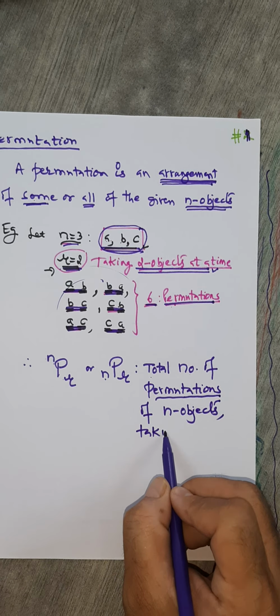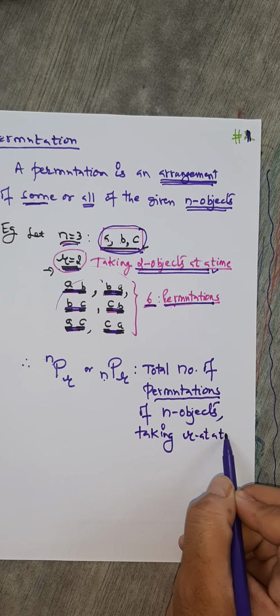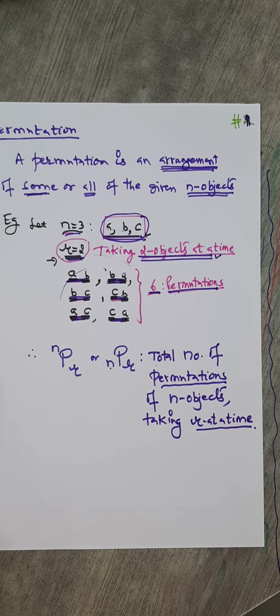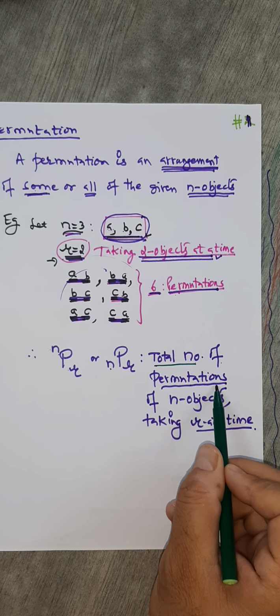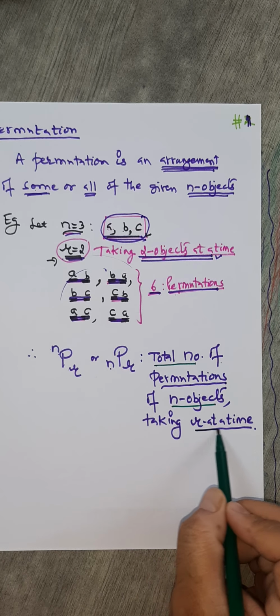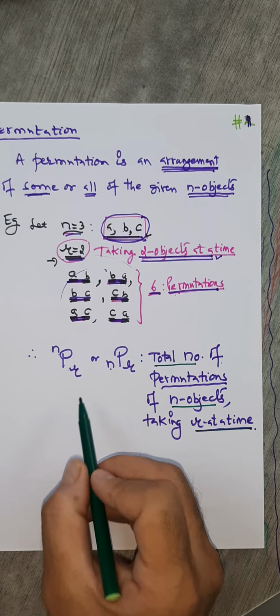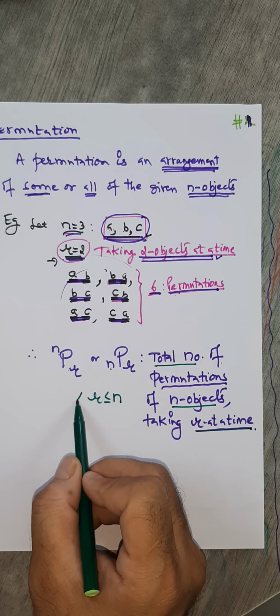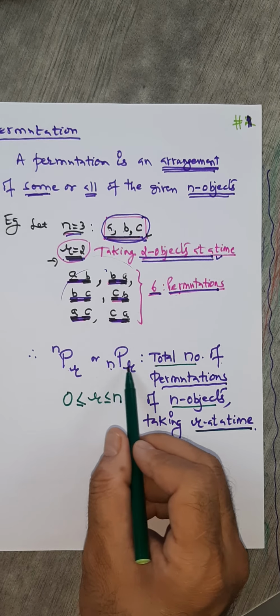Taking small r at a time, remember. nPr, that's nothing but the total number of permutations of n objects taking r at a time. That means out of n you are taking r. So r is always less than or equal to n and greater than or equal to 0. Remember, r can be 0. That means you are taking no objects.